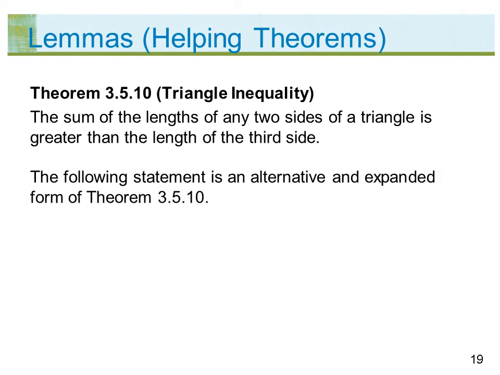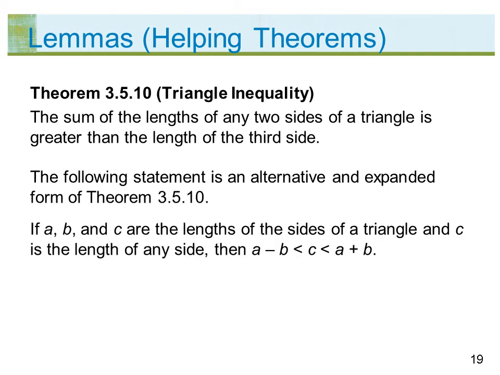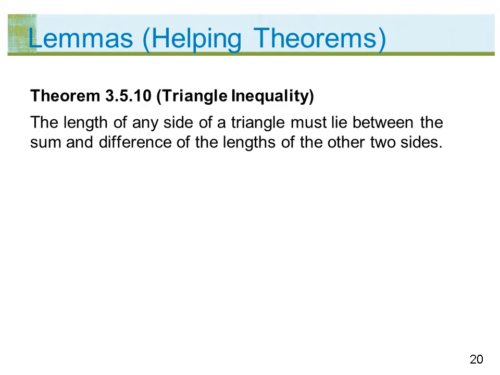The following statement is an alternative and expanded form of Theorem 3.5.10. If a, b, and c are the lengths of the sides of a triangle, and c is the length of any side, then a - b < c < a + b. Theorem 3.5.10, Triangle Inequality: The length of any side of a triangle must lie between the sum and difference of the lengths of the other two sides.